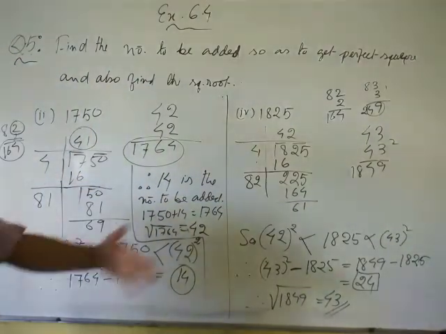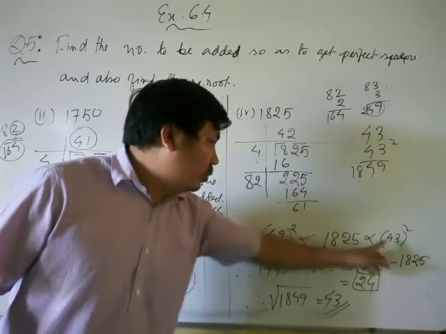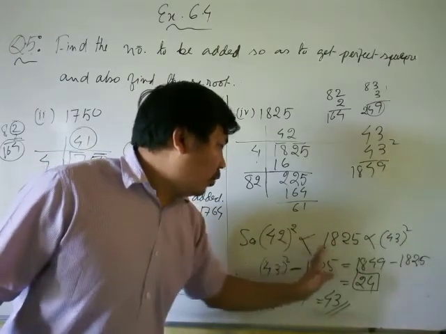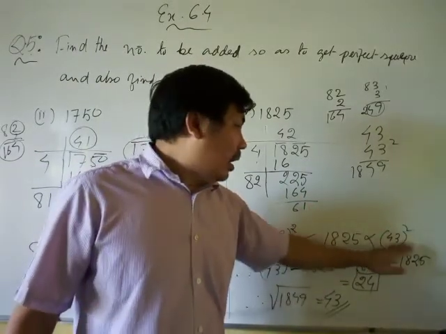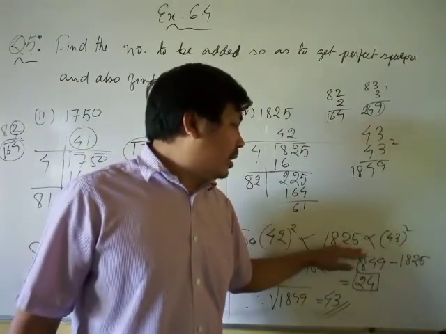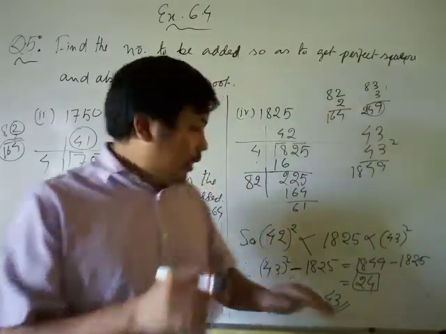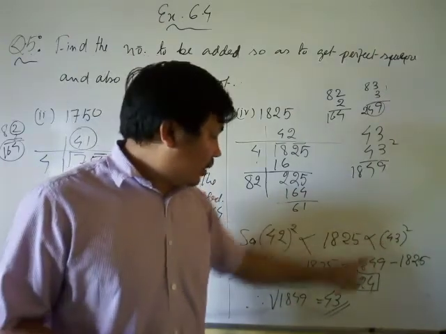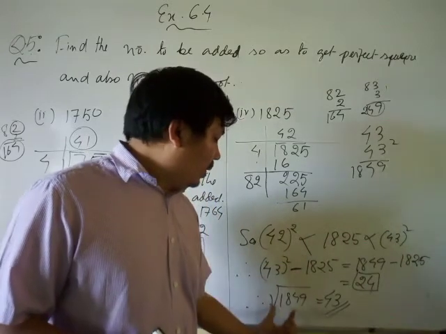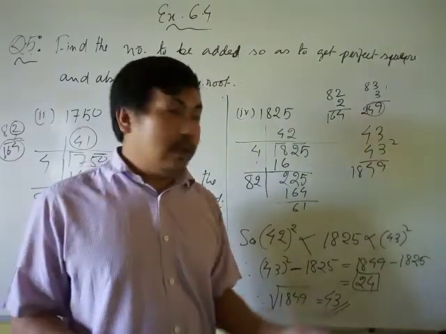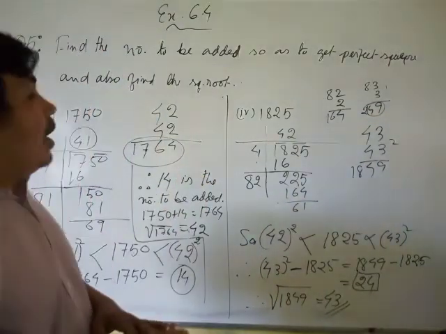Like this. This is a working out. From here we go forward, isn't it? This number is between these two squares, 42 square and 43 square. So we will not take the smaller one, we will take the bigger one. And from the bigger square, we subtract this number, we get 24. So 24 is the number to be added. If we add 24, you will get this number easily. That's all. So this is the answer of question number 5.